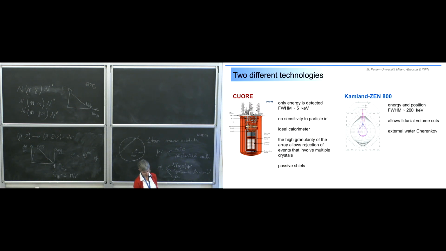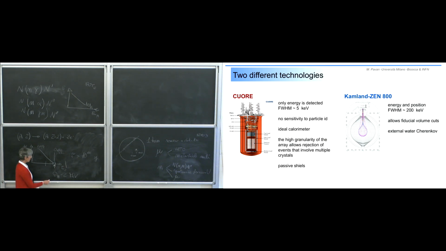Well, one of the big differences is the energy resolution of the detector. I have 5 keV here and 200 keV here. Okay, you see what is the difference? One is like this, and the other is like this.